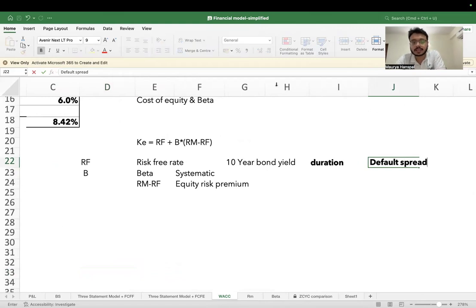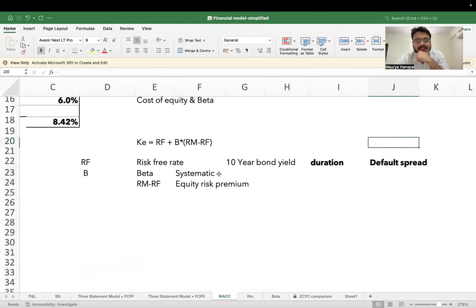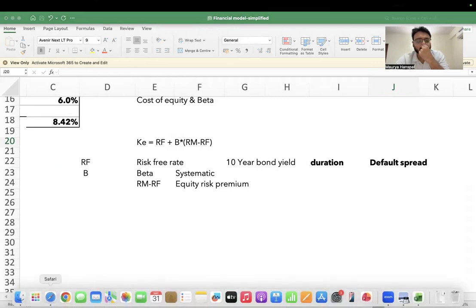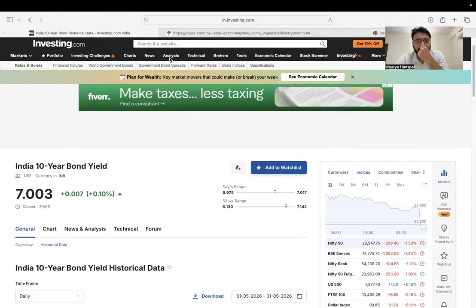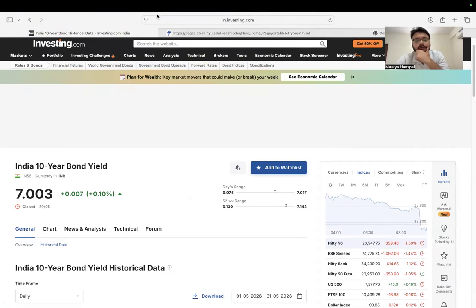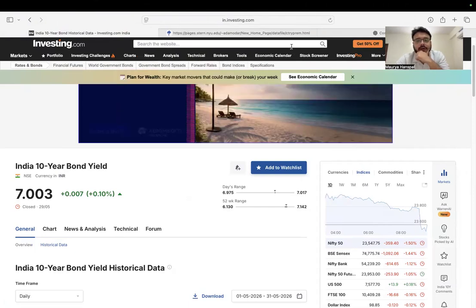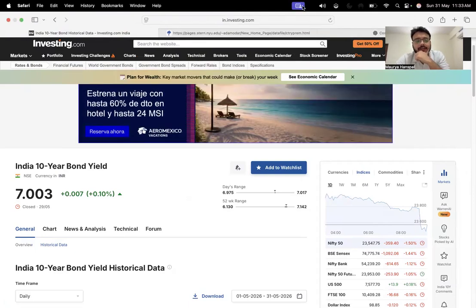We need to adjust the risk-free rate by something called the default spread. So for example, if the risk-free rate in India currently, if we take a 10-year bond yield, ठीक है, तो 10-year bond yield का कितना risk-free rate है, right? So if I just go to here, right, correct. So 10-year bond yield का कितना risk-free rate है?